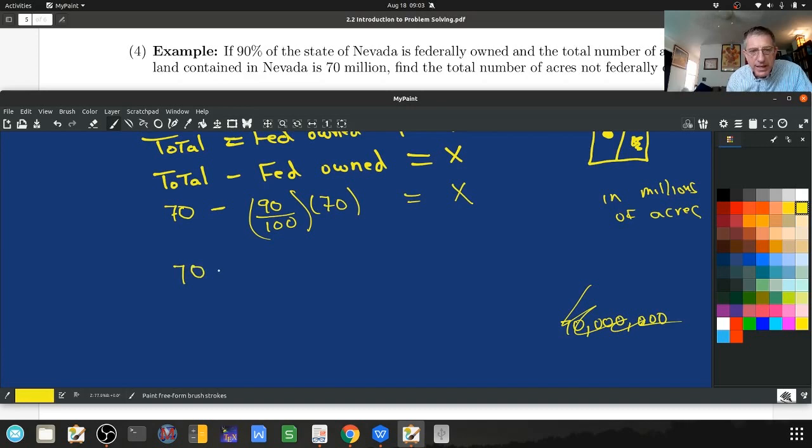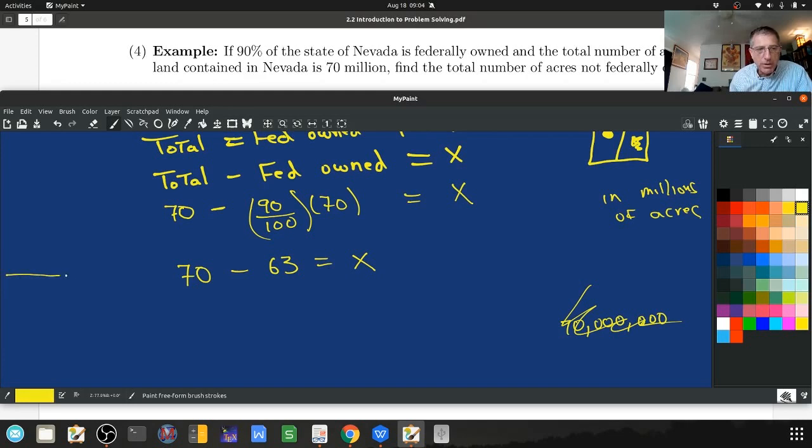That's 70 minus, we can take off one of those. You can do this however you want. I mean, if you want to multiply 70 times 0.9, that's also fine. But that's going to turn out to be 70 minus 63, and that's going to be my X.